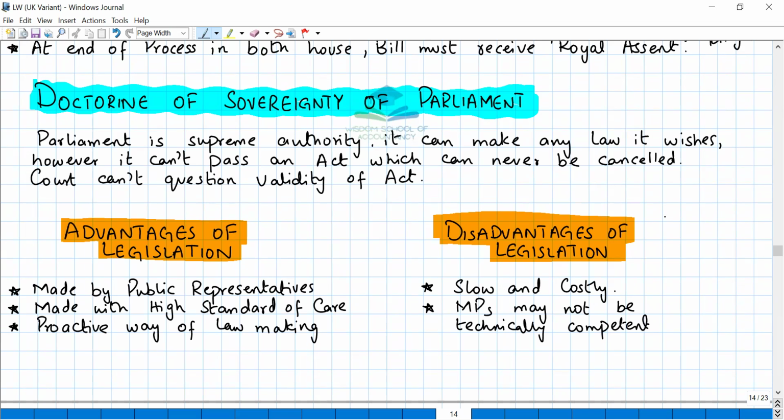The parliament can create any law they want. However, they cannot make such a law which can never be cancelled. For example, the parliament cannot say that we are going to make this law, and this law can never be cancelled in the future. It does not work like that.